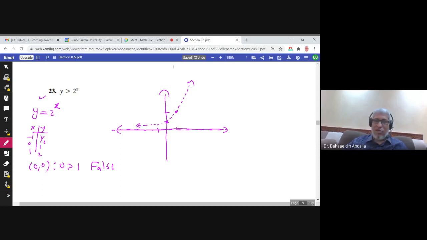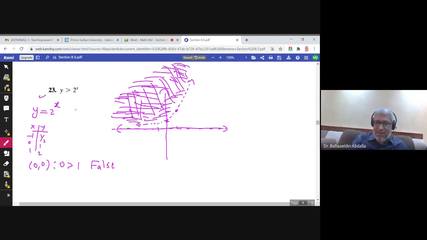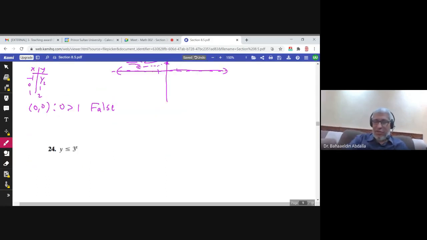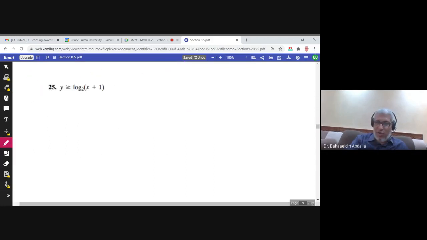So where is the solution? The solution is here, this region above the curve. Okay, that's the solution of this inequality, above the curve. If it is less than, like here, please solve it at home. The solution would be the region below the curve.